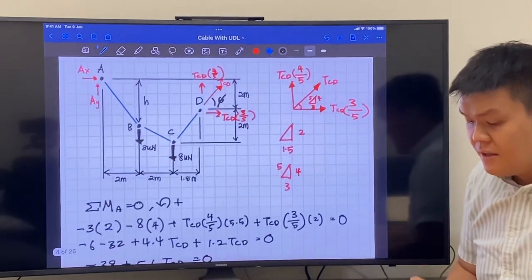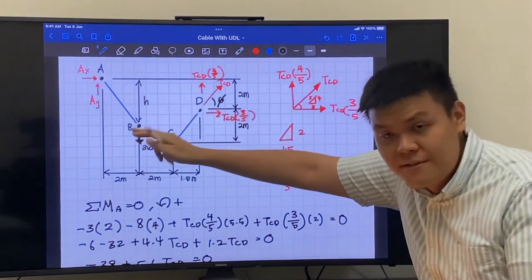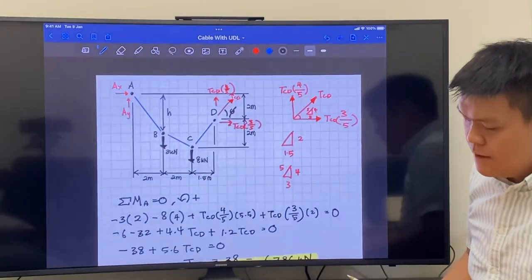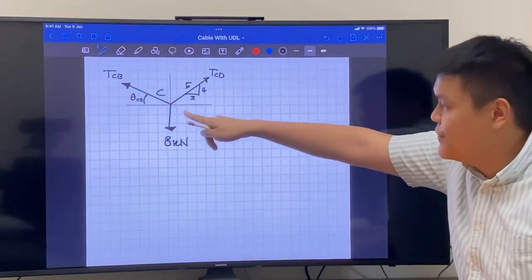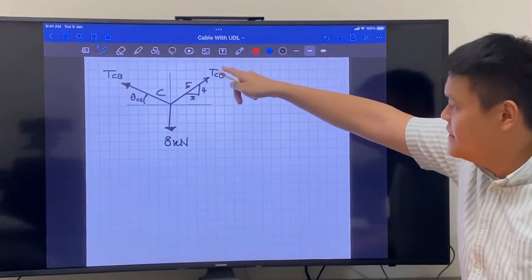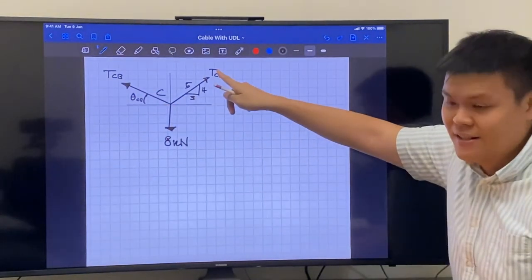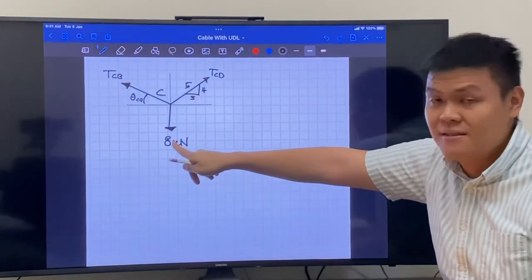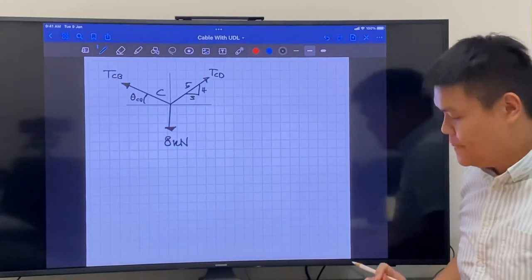finding BC and AC. So we'll move on to point C. Point C has this TCD here, and this TCB in this direction, and don't forget the 8 kilonewton force that pulls it downwards.